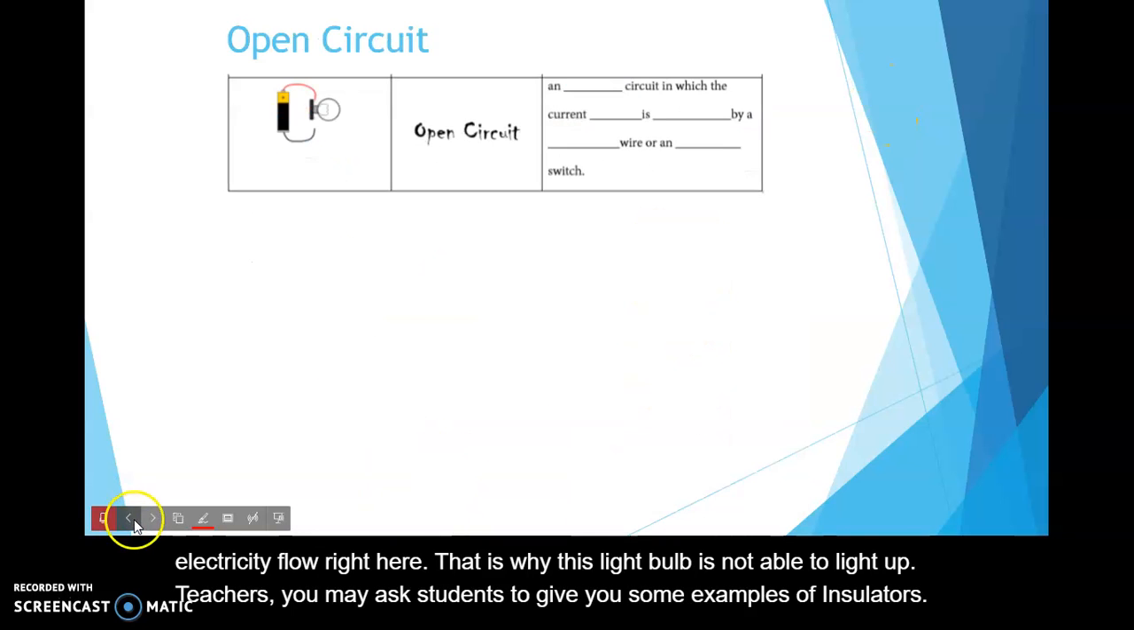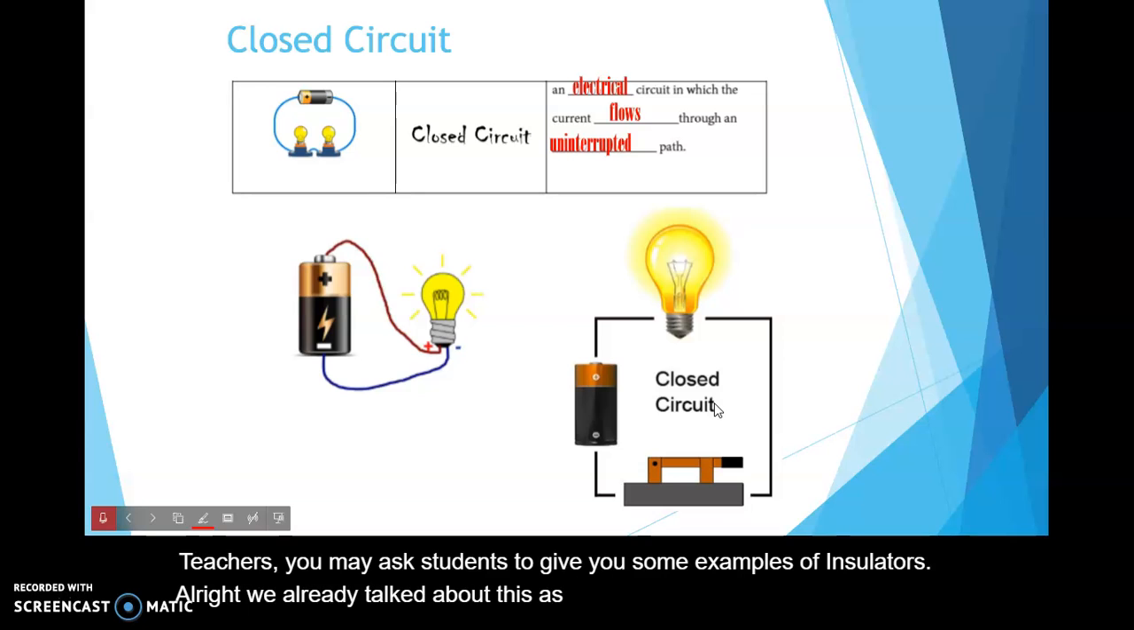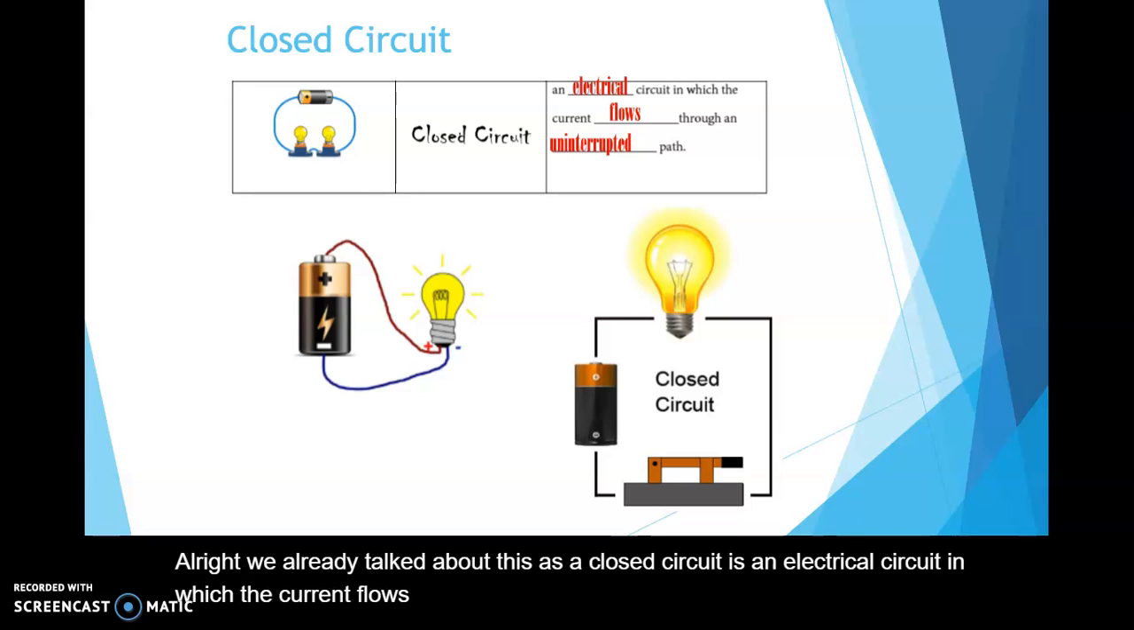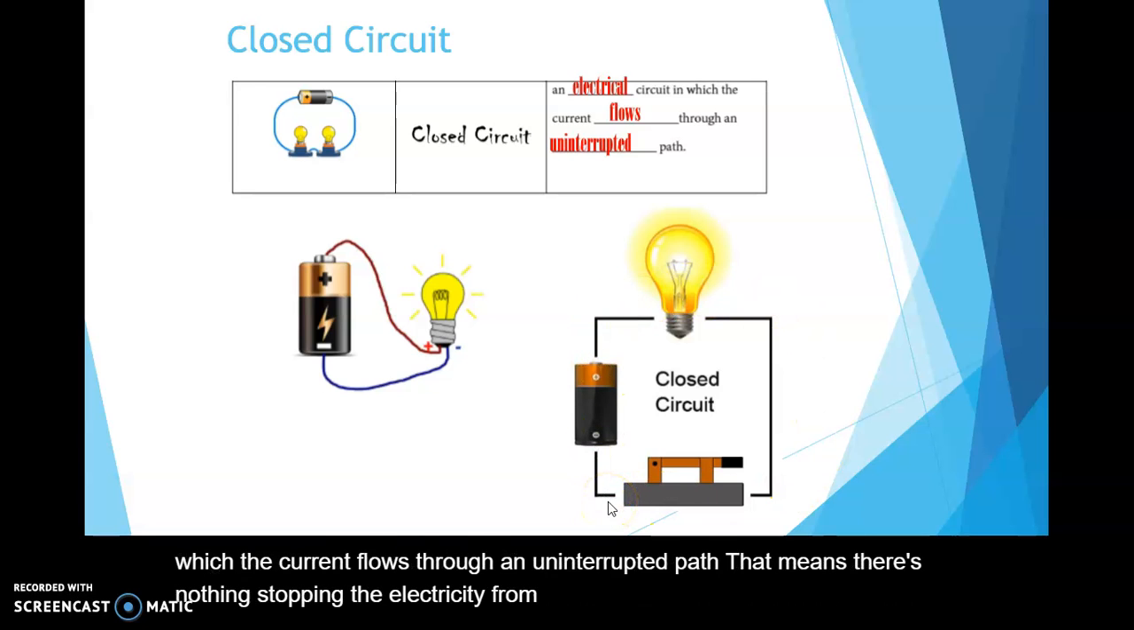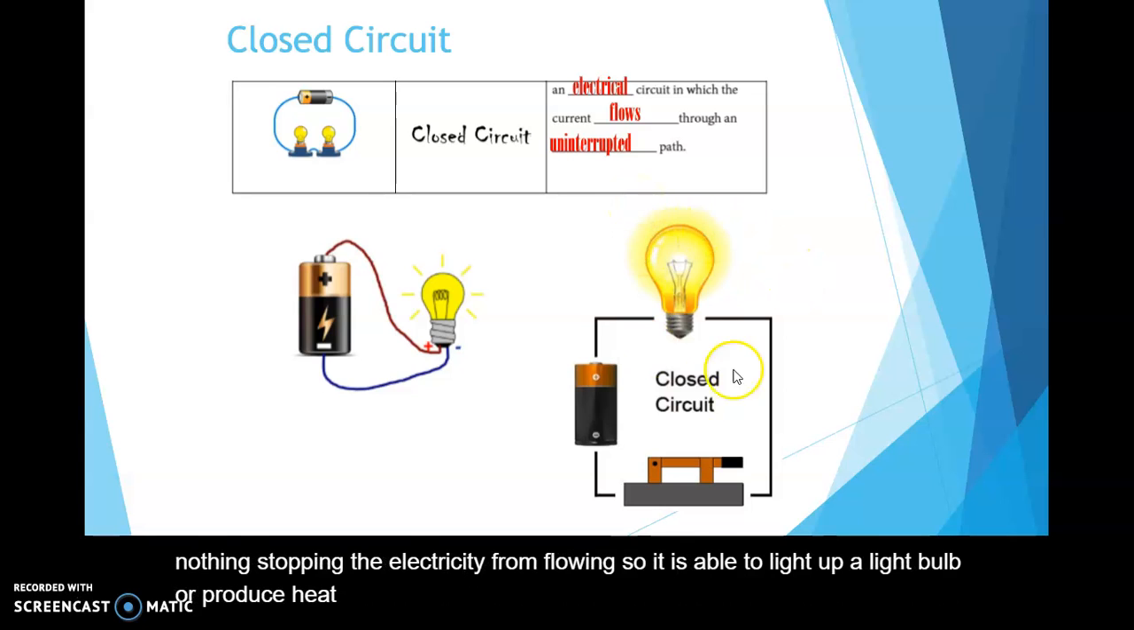All right, we already talked about this as well. A closed circuit is an electrical circuit in which the current flows through an uninterrupted path. That means there's nothing stopping the electricity from flowing. So it is able to light up a light bulb or produce heat or sound, depending on what object you have here.